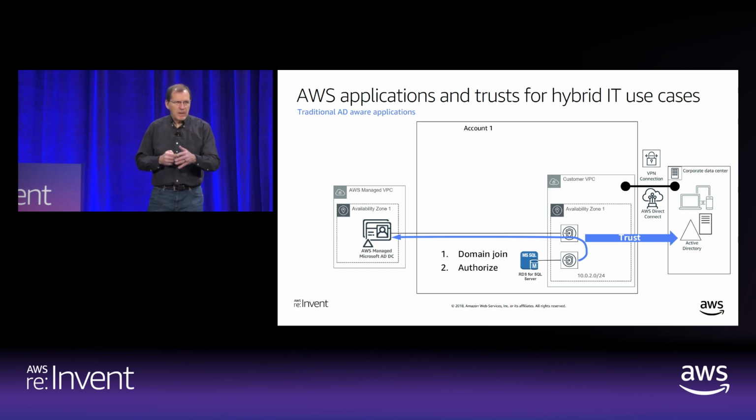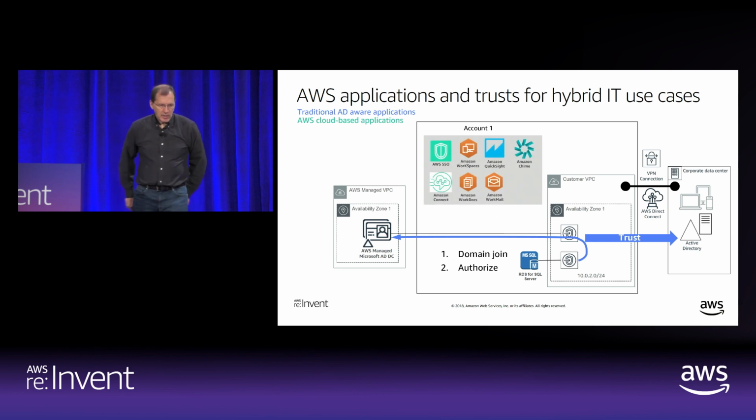This is the same picture that it would look like if you had an EC2 instance in your VPC, except it would just be an EC2 instance in your availability zone rather than coming in with an ENI. The next use case is the AWS cloud-based applications. This is AWS SSO, Workspaces, QuickSight, Chime, Connect, WorkDocs, and Workmail.